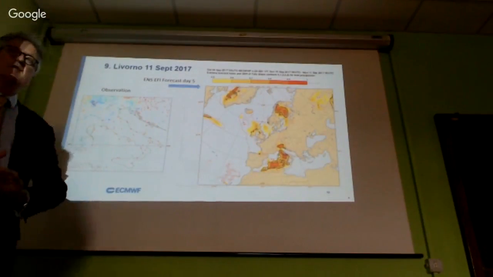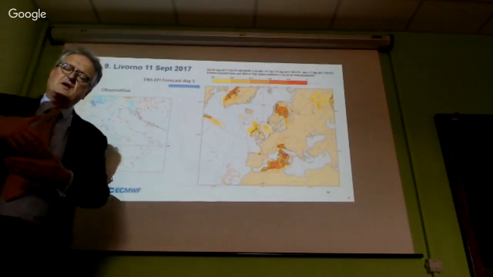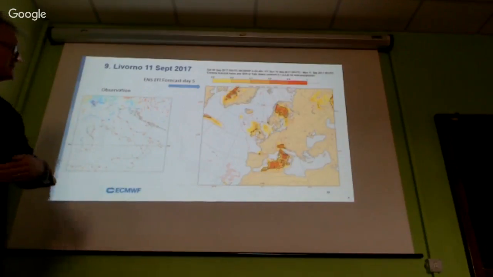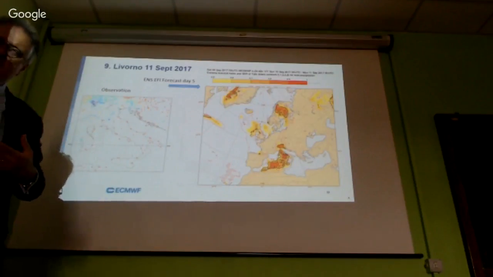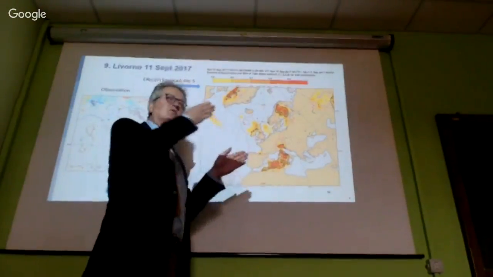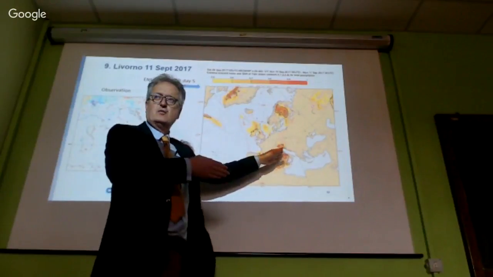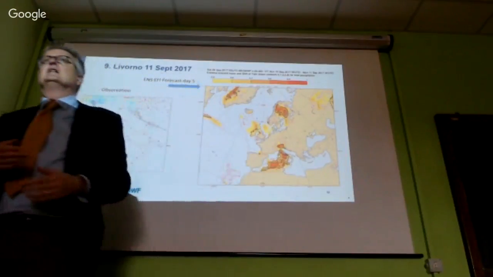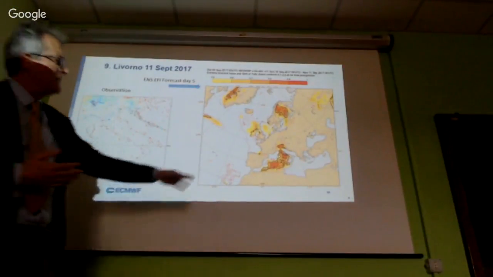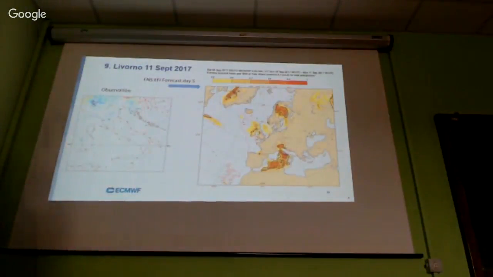But now, as you can see, the ensemble in some way told us that something was going to happen. But as I said before, the ensemble has an 18 kilometer resolution and only reaches up to 100. There is a lot of uncertainty and so on. So it doesn't tell me that we're going to see an extreme event in Livorno. But it is flagging the situation as one where extreme events can happen, and it has a signal also where it occurred.